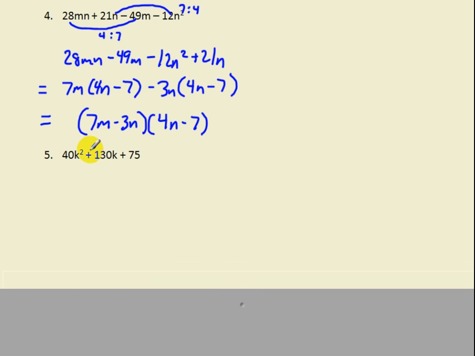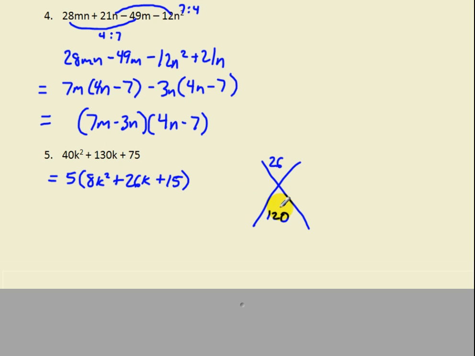All right, number 5, 40k squared plus 130k plus 75. Notice that we can divide each of those terms by 5. So I'm going to factor out a 5. We get 8k squared plus 26k plus 15. And now we need to see if we can factor that trinomial. So here we have a times c will give us 120. The value of b is 26. So we're looking for two numbers that multiply to 120 and add to 26.